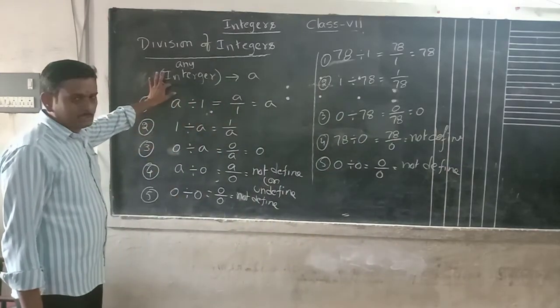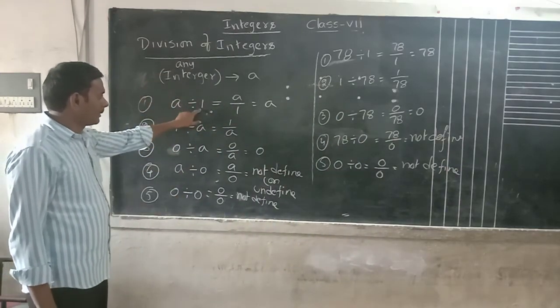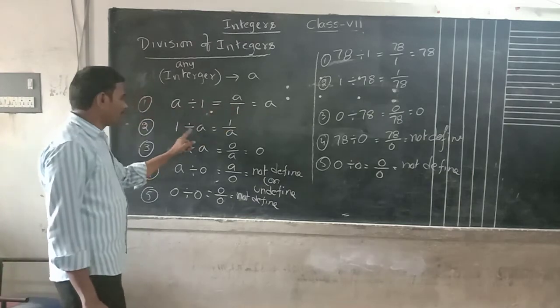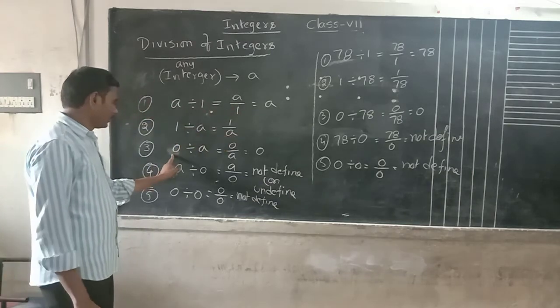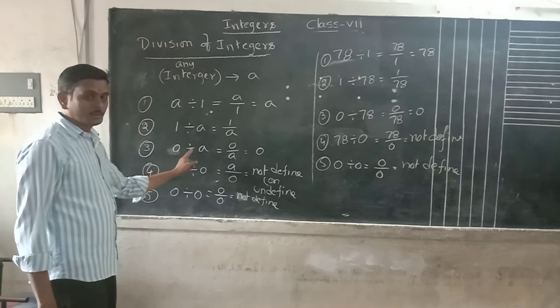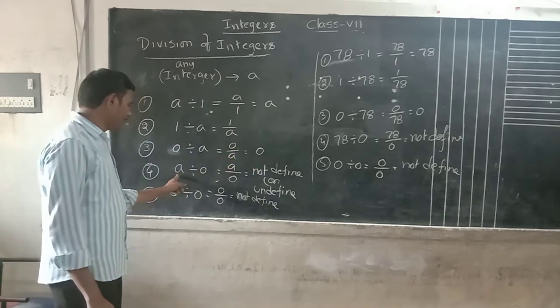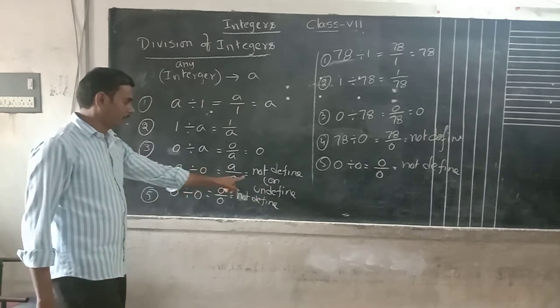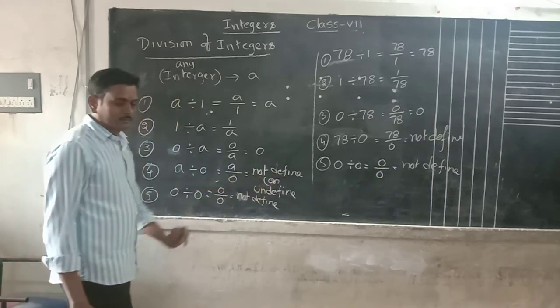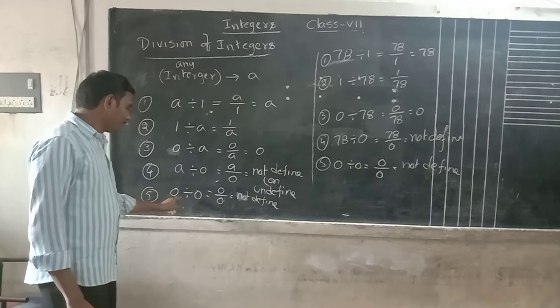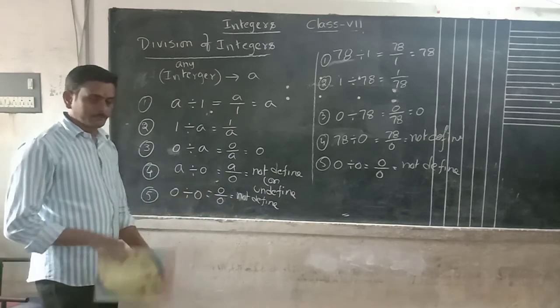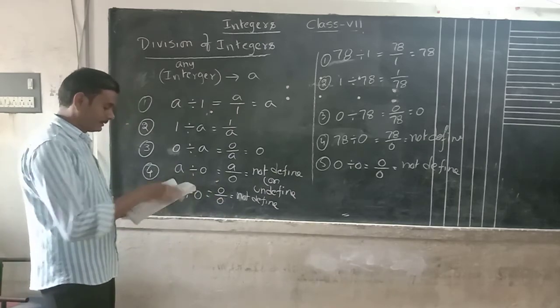Here a is an integer, then we can take this. A divided by 1 equal to a, 1 divided by a equal to 1 by a, with 0 in the numerator, 0 divided by a equal to 0 by a, that equals 0. A divided by 0 or a by 0 is not defined or undefined. Anyone you can write. 0 by 0 is not defined. Okay, we go for the exercise 6.